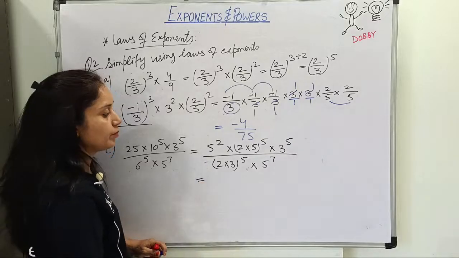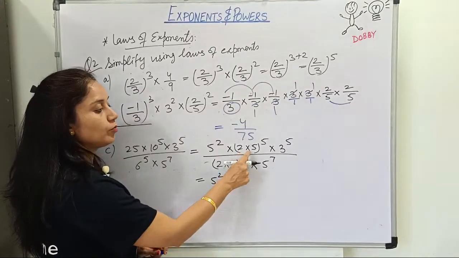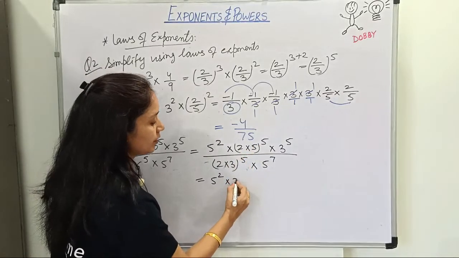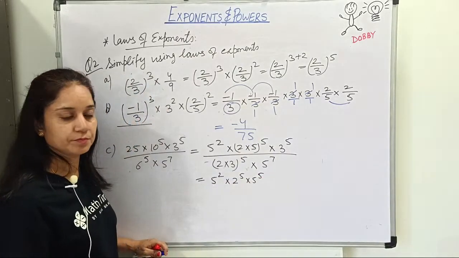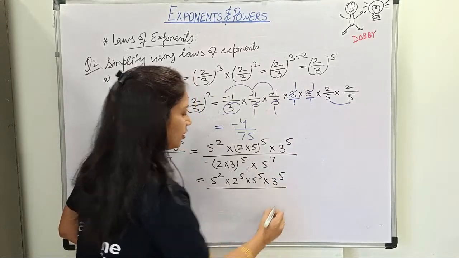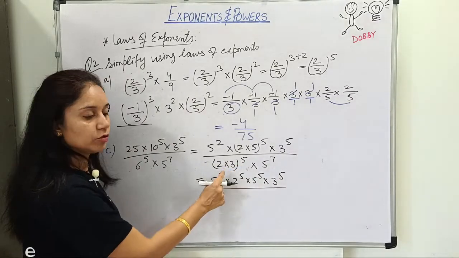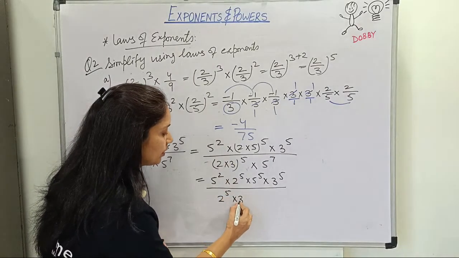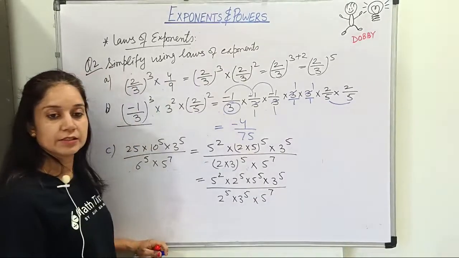Okay, going to the next step. 5 raised to the power 2 multiplied. Now 2 multiplied by 5 raised to the power 5, that means this power 5 is applicable on both. Open it: 2 raised to the power 5 multiplied by 5 raised to the power 5. And 3 raised to the power 5 is already there. Upon the denominator, 2 multiplied by 3 having common power 5, so this power 5 is applicable to both: 2 raised to the power 5 multiplied by 3 raised to the power 5. And 5 raised to the power 7 as it is.